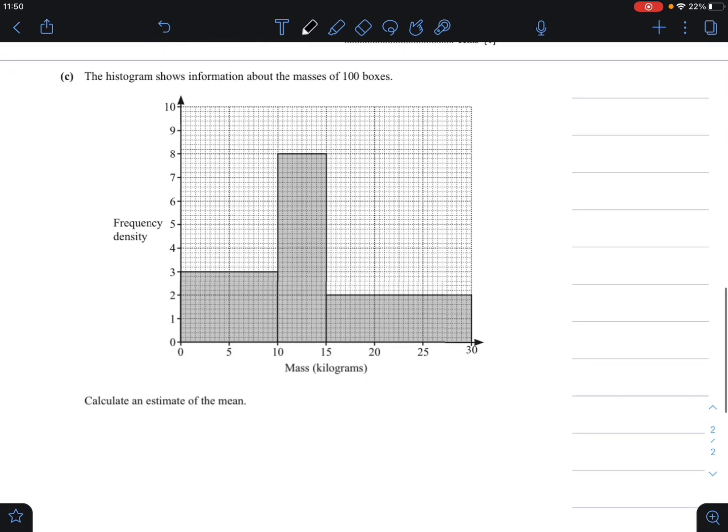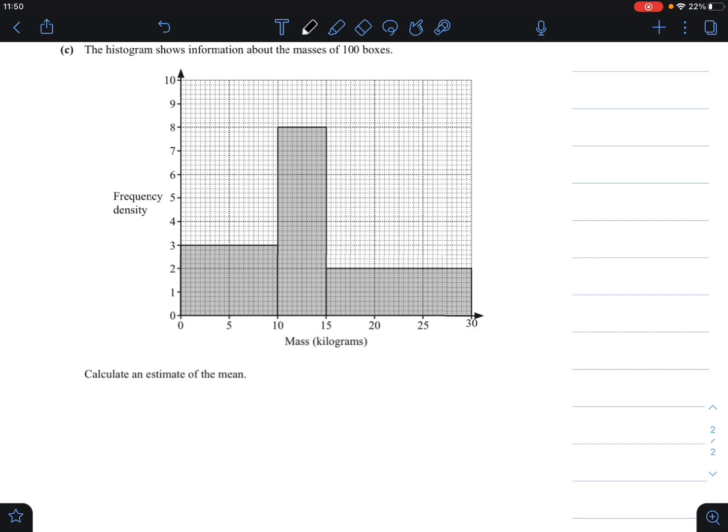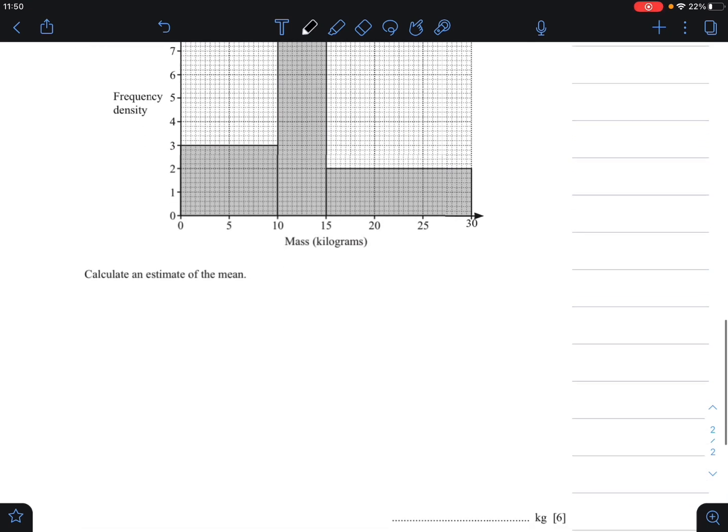Now let's move to part C. So for part C, they are asking us to calculate an estimate of the mean. So whenever you're calculating mean with frequency, again you need to use the formula summation fx divided by summation f. So let's find the frequencies first. So the frequency is equal to frequency density multiplied by the class width.